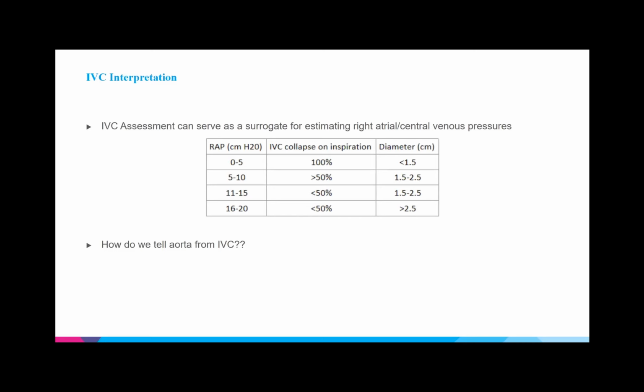And I guess, how do we tell the aorta from the IVC? I already kind of told you guys, but what are some of the ways?